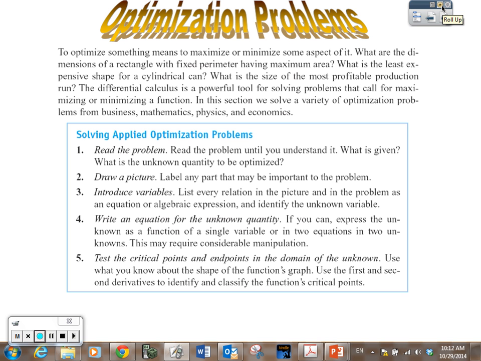First thing that I want to talk about is how do we tell the difference between optimization problems and related rates problems, because optimization problems are word problems just like related rates problems are. And so an optimization problem, its identifying factor is that we are asked to maximize or minimize something. And we don't have any rates. Like, it's not going to talk about the rate of this or finding the rate of that.